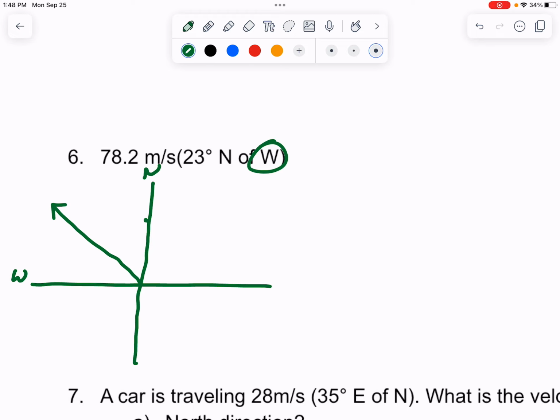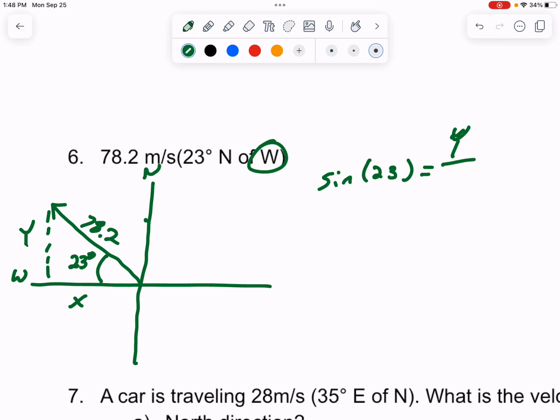West is going to be my last letter, so it's going to be touching the west line. So my angle is right here, so 23 degrees. Hypotenuse is 78.2. So my triangles look like this, where y is going to be my vertical, x is going to be my horizontal. Okay, so sine of 23 is going to give me my vertical, my y, so y over my hypotenuse, so 78.2. Multiply both sides by 78.2, and you should get 30.56 meters per second, and that is going north.